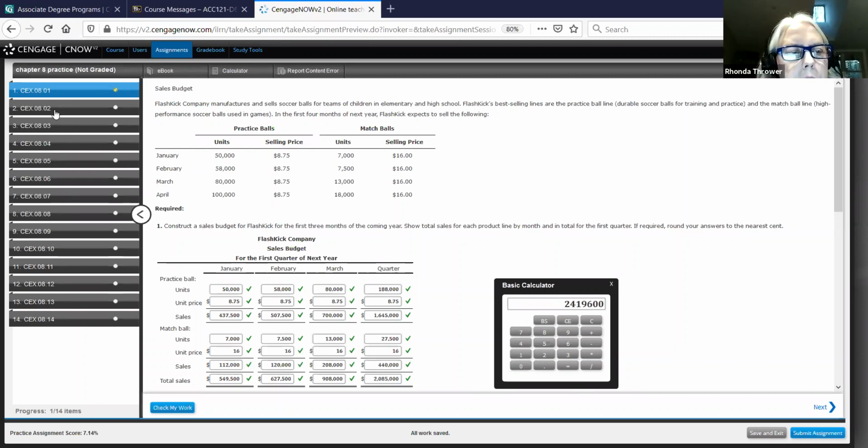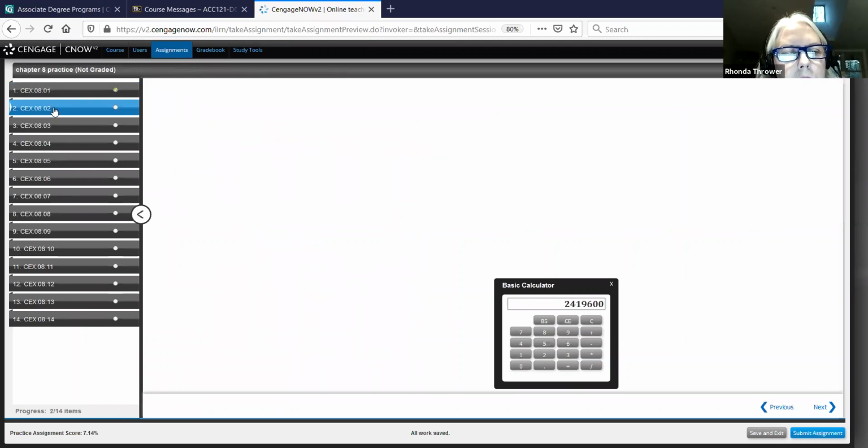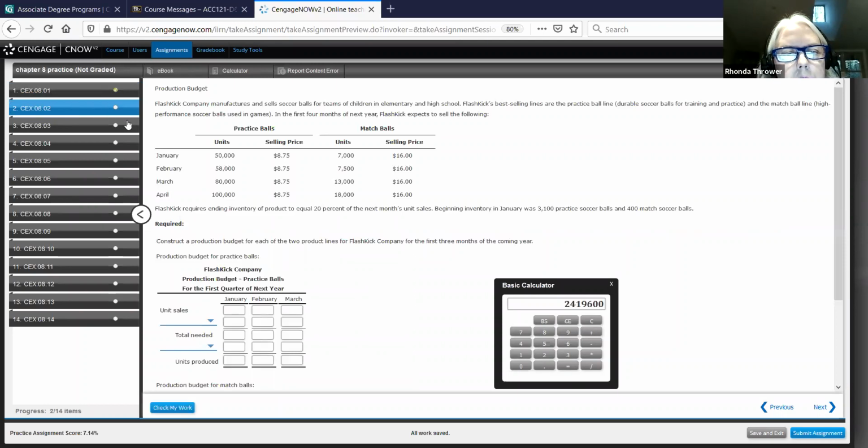And all that was given, and it might have been given here too. May have jumped the gun a little bit. Yeah, there's 7,000 for the match balls. Yeah, it's all given here, so you don't have to flip back and forth on this particular one. You just write down what they've given you. But what I do want you to realize is that the sales budget is connected to this production budget. So I don't think it was a bad thing that we look back at the first budget.